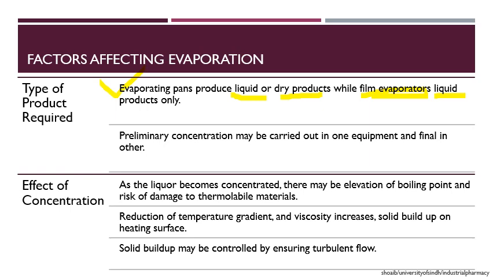Now the film evaporators give rapid evaporation, but there is a disadvantage that they only give the liquid product, as I have marked here. But if we require a dry product, initially we will be concentrating the product in the film evaporator, and finally we will be obtaining a dry product by using the evaporating pans.